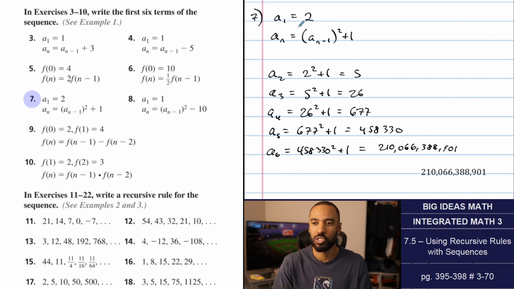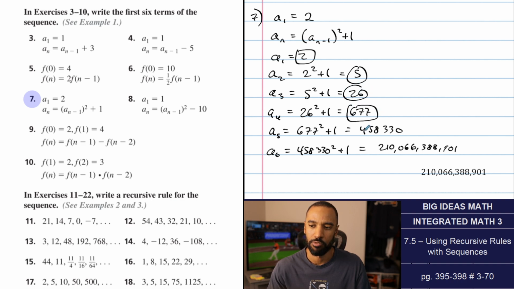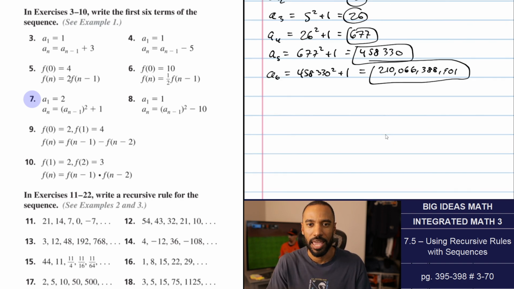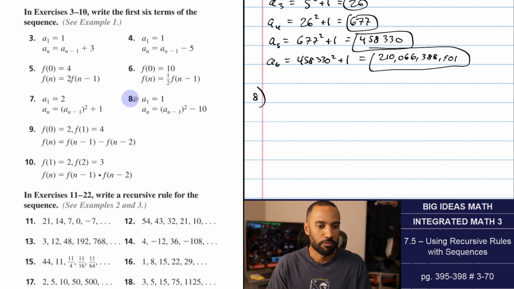All right, so those are your 6 terms, right? A sub 1 is there, and then a sub 2, a sub 3, a sub 4, a sub 5, a sub 6. Okay. That is number 7. Definitely using a calculator on that one. Number 8. A sub 1. So first term is 1, and then we're going to square our numbers and subtract 10.